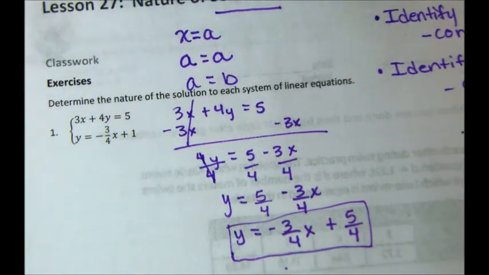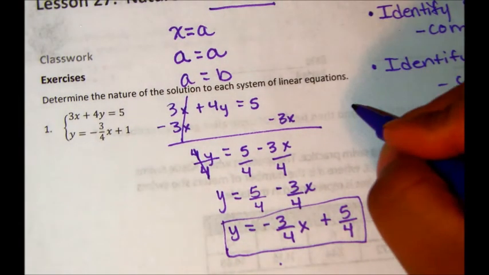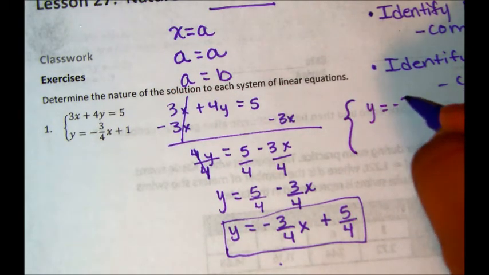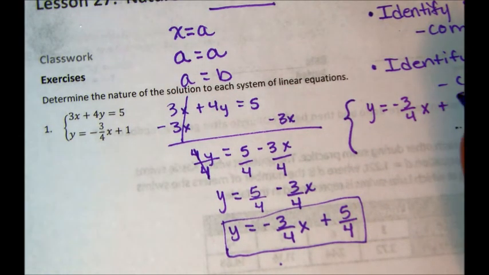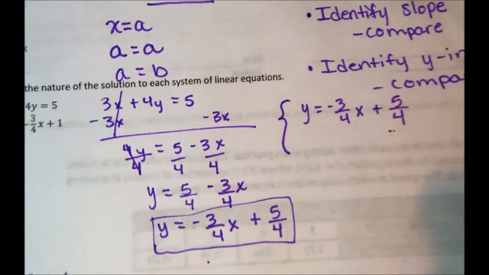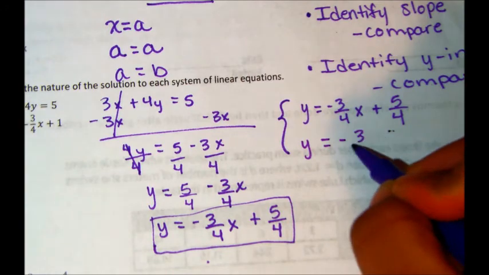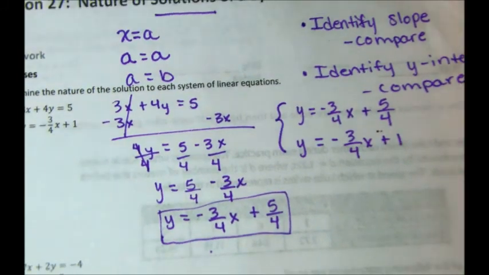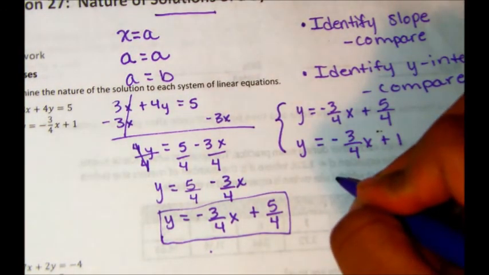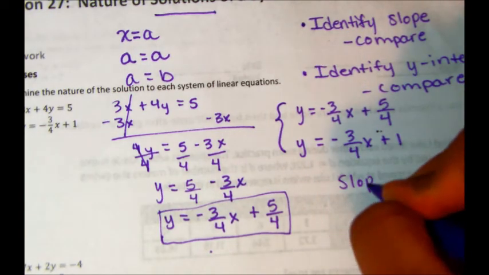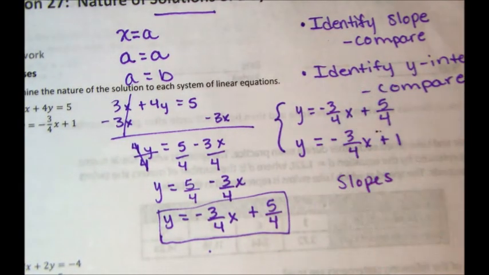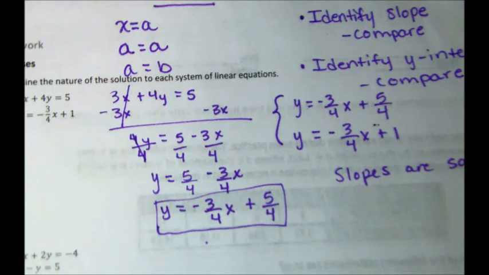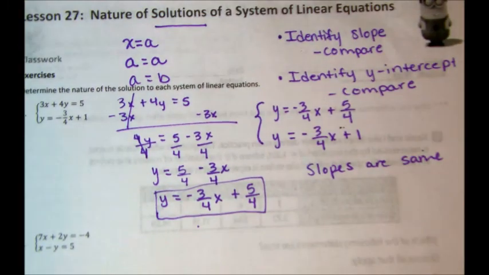So our whole goal is to compare systems of linear equations. So I'm going to rewrite this. To compare this system of linear equations, I am comparing y equals negative 3 over 4x plus 5 over 4 to y equals negative 3 over 4x plus 1. What do you notice about the slopes of these lines? You should notice that the slopes are the same. Slope is the coefficient attached to the variable x. So if I see a negative 3 over 4 in both of them, I know that my slopes are the same.